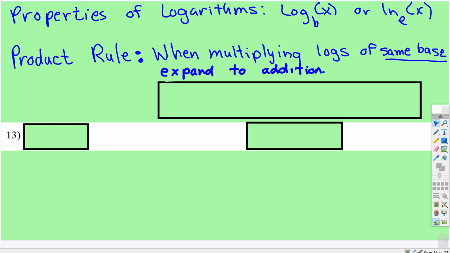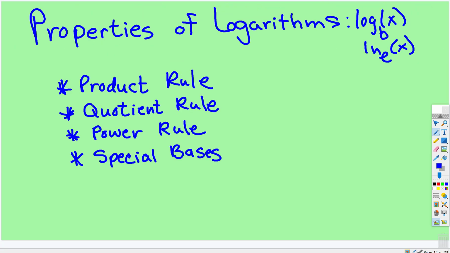Okay, now we're going to start talking about the properties of logarithms. Properties of logarithms, we're going to go over the product rule, quotient rule, power rule, special basis, and then remember all of these things apply only if the bases are the same.